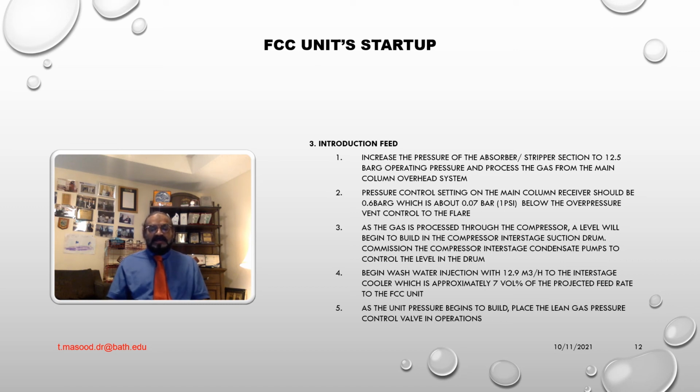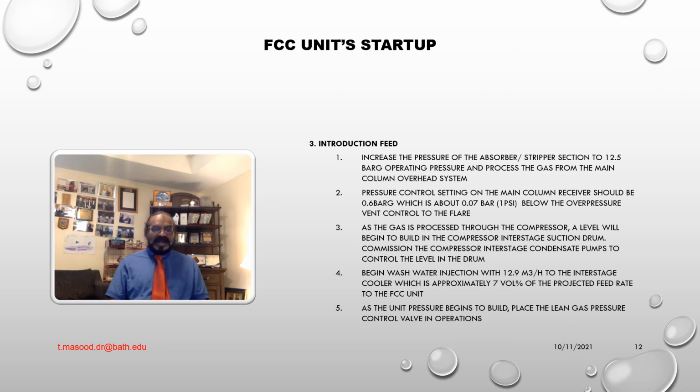Number 5. As the water level builds up in the high pressure receiver, place the level control in operation to pressure the sour water or main column condenser. Okay. As the unit pressure begins to build, place the lean gas pressure control valve in operation. When the pressure reaches the desired set point, the controller should begin to control the unit pressure.